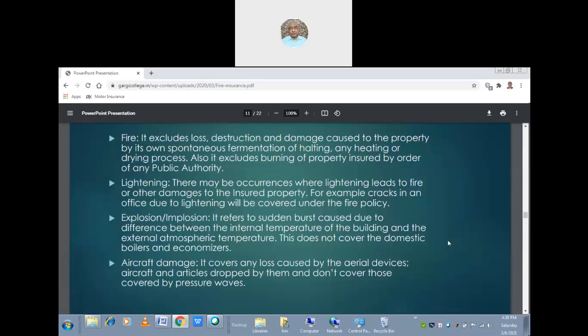Number 2, lightning. There may be occurrences where the lightning leads to fire or other damages to the insured property. For example, cracks in an office due to the lightning will be covered under the fire policy.